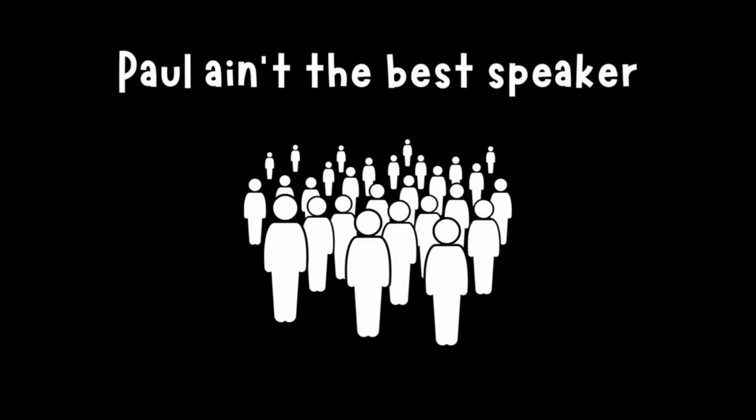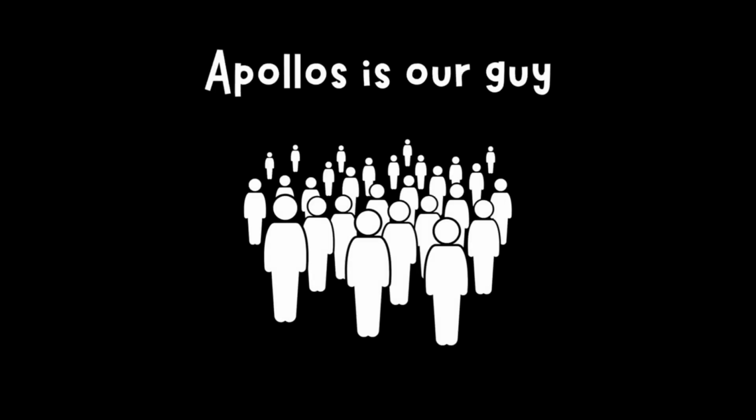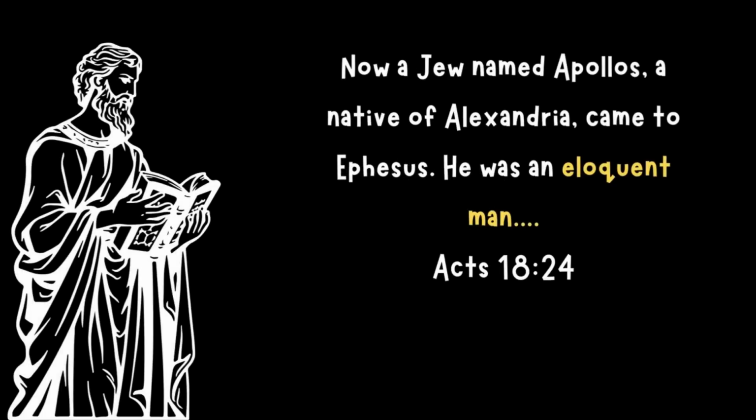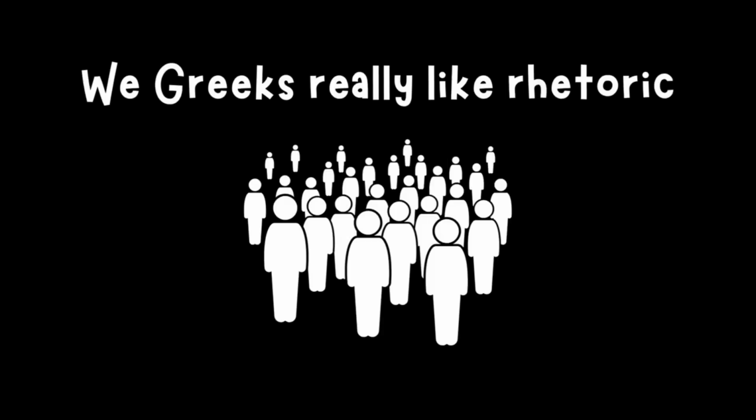It's not hard to figure out that during the arguments in the Corinthian church, those against Paul were probably pointing out that he wasn't very impressive compared to their favorite speaker, Apollos. Paul's comments align with what Acts says about Apollos being an eloquent man, and this quality was valued especially in Corinth.